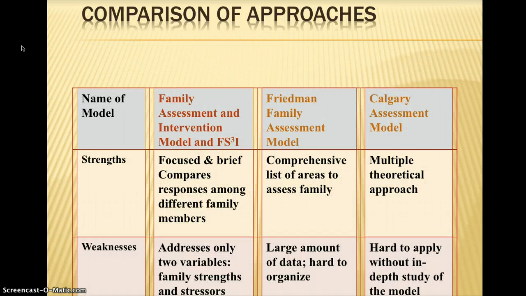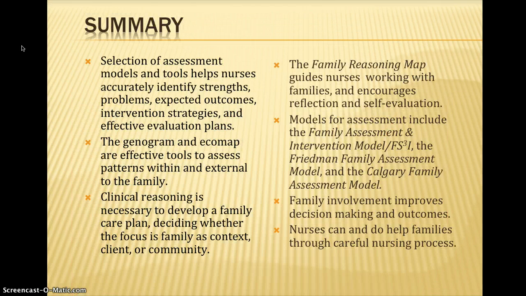And this looks at a comparison of the approaches, so it gives three of them, and it looks at the strengths of each. So for instance, the family assessment intervention model is focused and brief, and it compares responses among different family members. However, it only addresses two variables, family strengths and stressors. The Friedman family assessment model is considered to be more comprehensive. However, it does have a large amount of data, so it's hard to organize. And then the Calgary is also presented in your text.